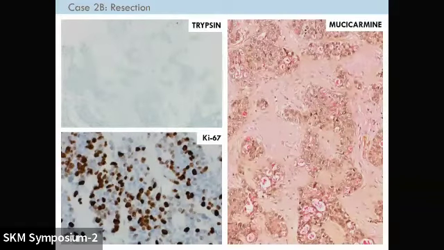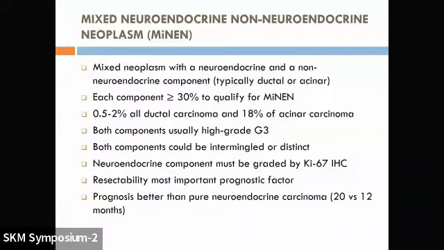So this is another example of MiNEN, or a mixed neuroendocrine non-neuroendocrine neoplasm, where the non-neuroendocrine component actually was a ductal adenocarcinoma. The term MiNEN was introduced in the new WHO classification of digestive tumors that came out in 2019. And in order to qualify for this diagnosis, each component has to account for at least 30% of the tumor. Typically, both components are high grade.